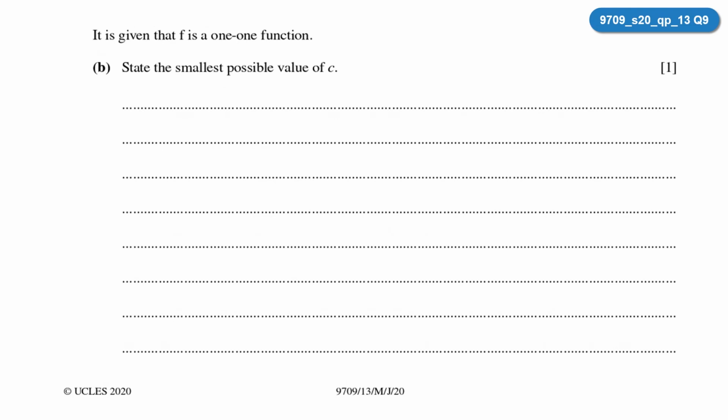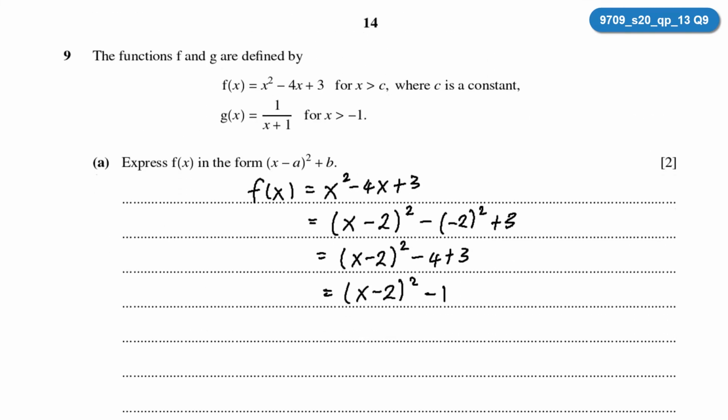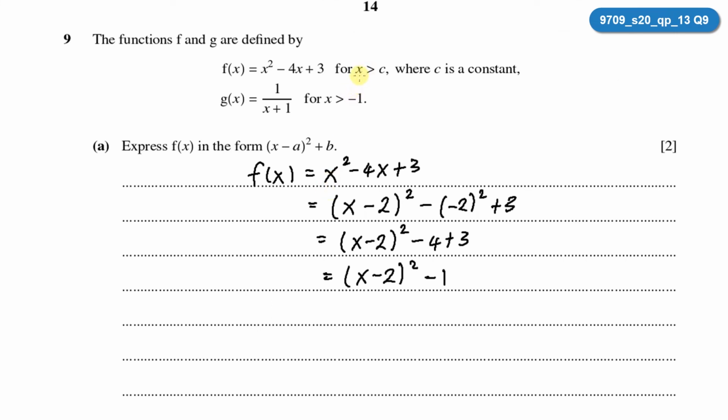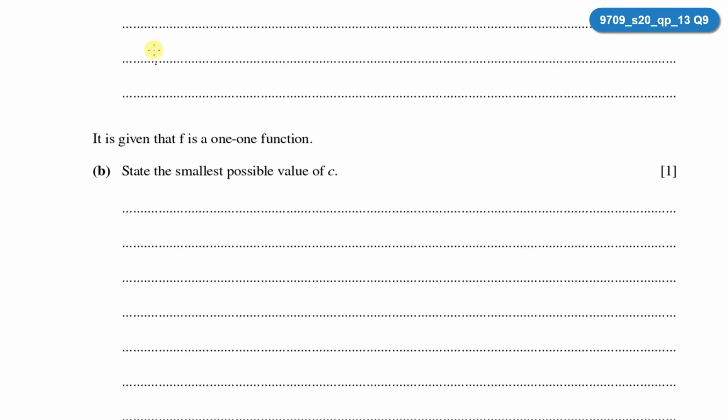It is given that f is a 1-to-1 function. State the smallest possible value of c. Now, you can notice that the domain is x is greater than c. And we know already that this is a quadratic curve, a parabola, and it's a U-shaped parabola. And the domain is x is greater than c. It means that we are supposed to start from the minimum point of the parabola going to the right.